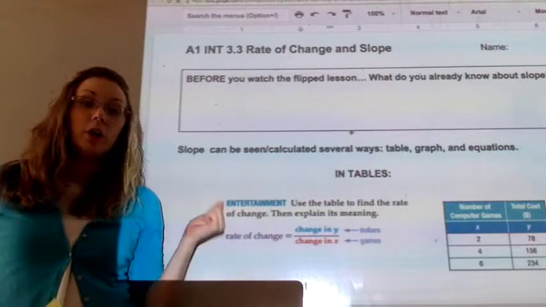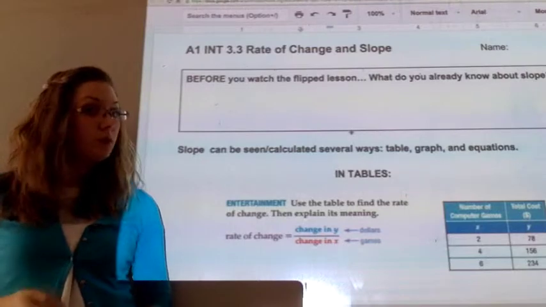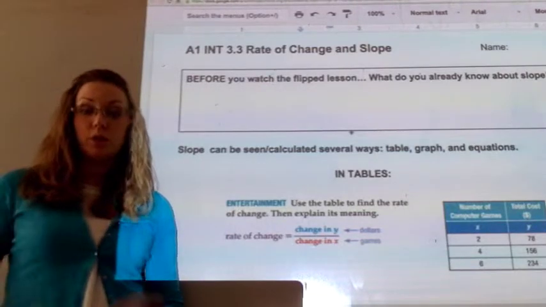Hey folks, we're going to look at the next section in our book now. It is on rate of change, which some of you may have known as slope. What I'd like you to do is make sure you have this sheet.